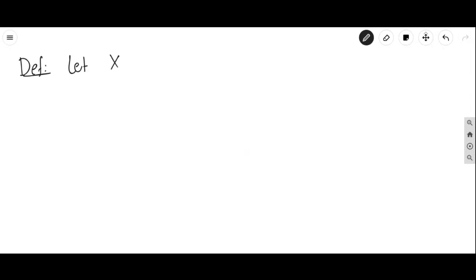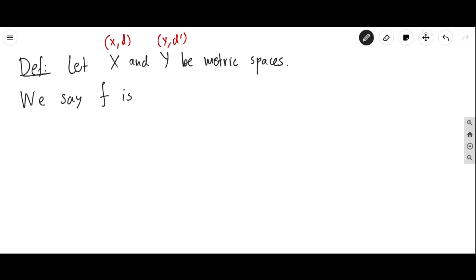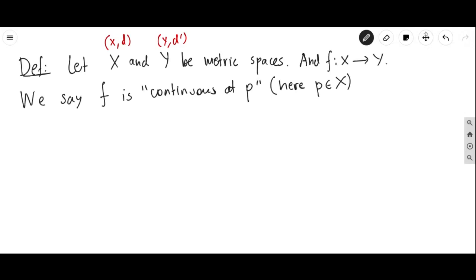Let X and Y be metric spaces. We're being sloppy here, and we're not writing (X, d), (Y, d'). It's sort of understood that there is a metric, and we're not emphasizing the metric. So we have two metric spaces. So we say f is continuous at P, at a point. And here, of course, the point is in X. And I forgot to say, f is a function between these two topological spaces.